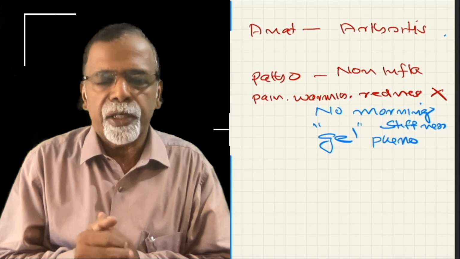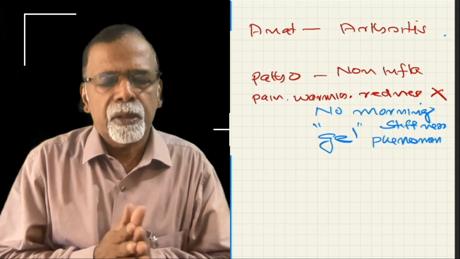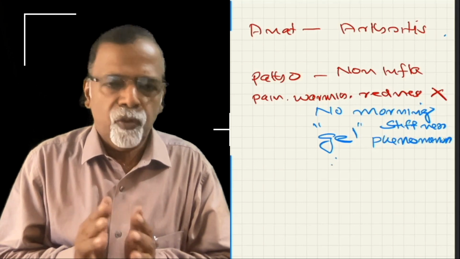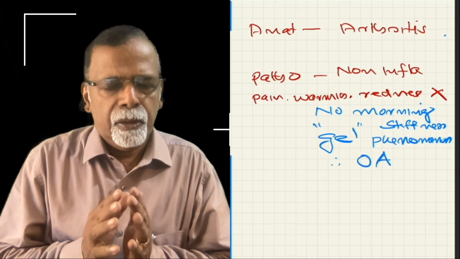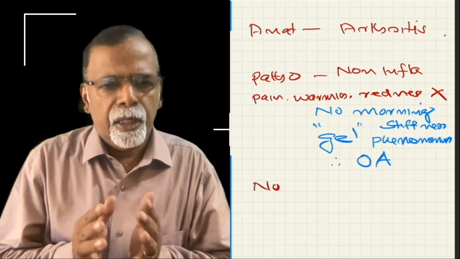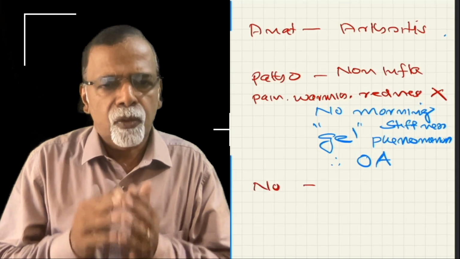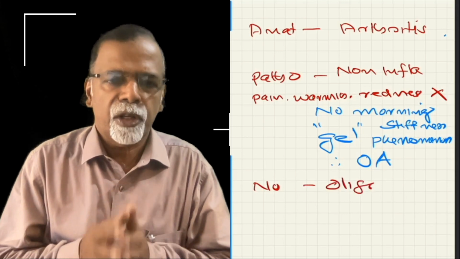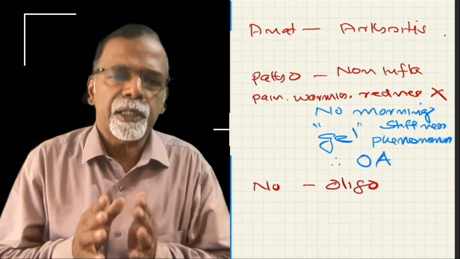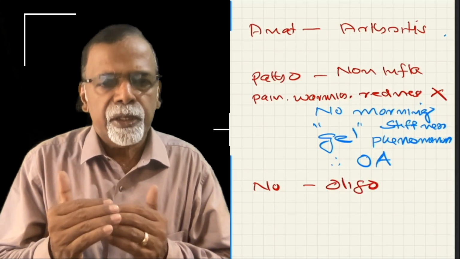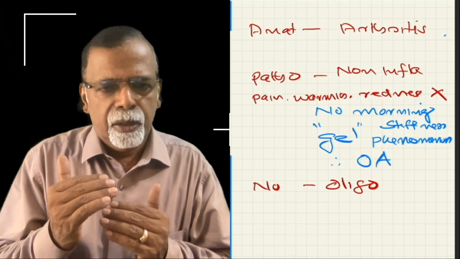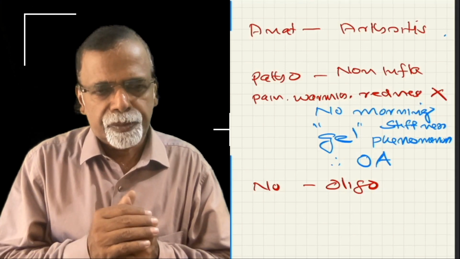The number of joints involved here is more than one, so we can call it an oligoarthritis. It is non-inflammatory and typically, clinical history wise, it is osteoarthritis. Now we look at whether any systemic features are there.